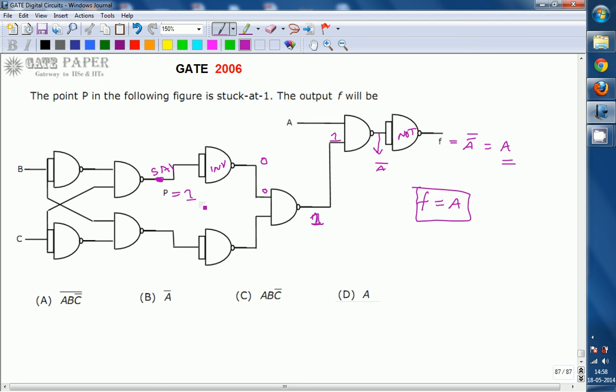Whenever the P node is stuck at 1, the output value F will always be A, irrespective of the B and C values. So the right answer for this one is D. Right answer is D. Thank you.